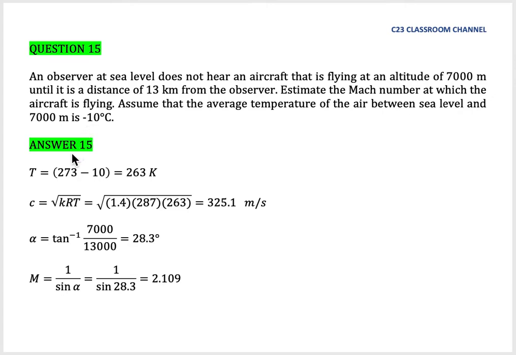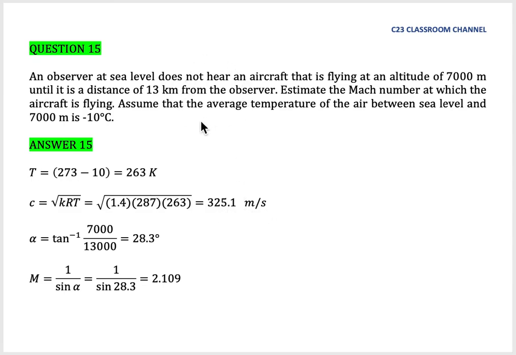We could calculate the temperature by adding 273 to minus 10, and we get 263 Kelvin. And we could calculate the speed of sound by using this equation. The medium here is air, so the value of R is 287 and k is 1.4. We could say that the speed of sound is 325.1 meters per second.